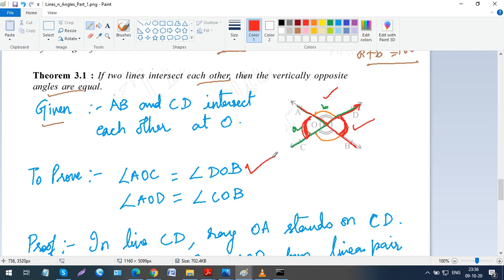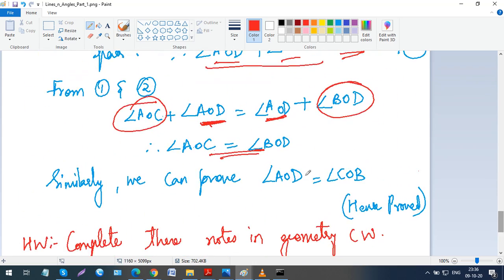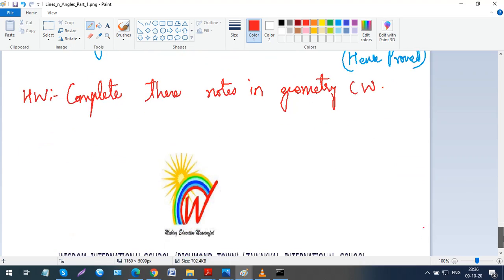So similarly, we can prove the second one also. We don't have to show that. We can just say that similarly, we can prove the other part also. AOD is equal to COB. Hence proved.